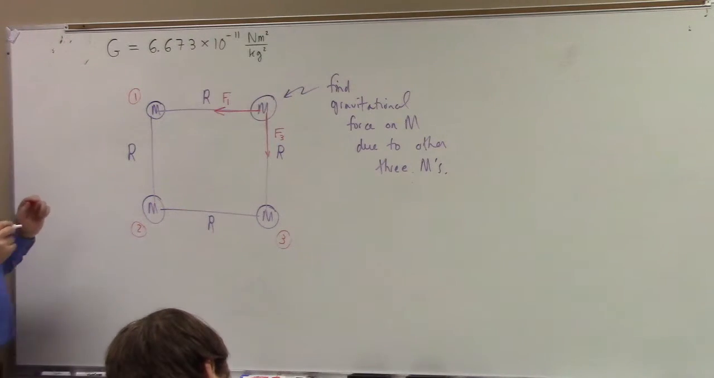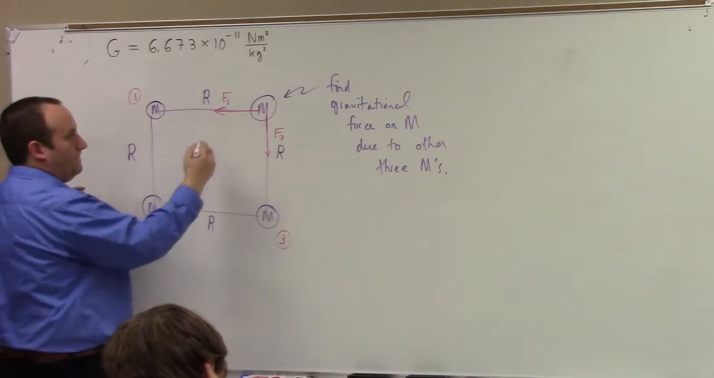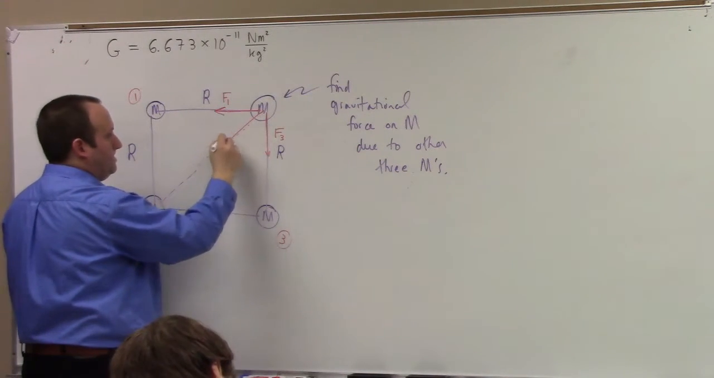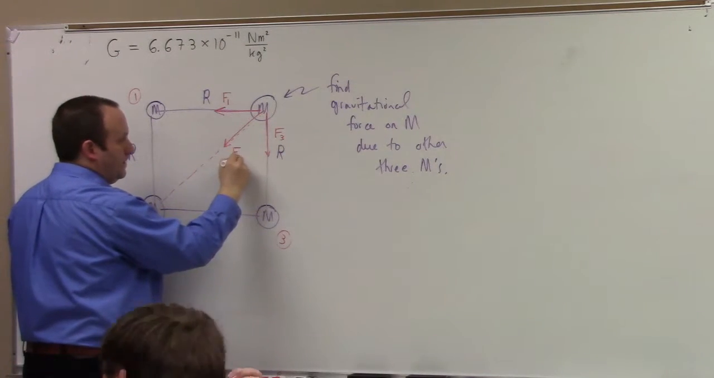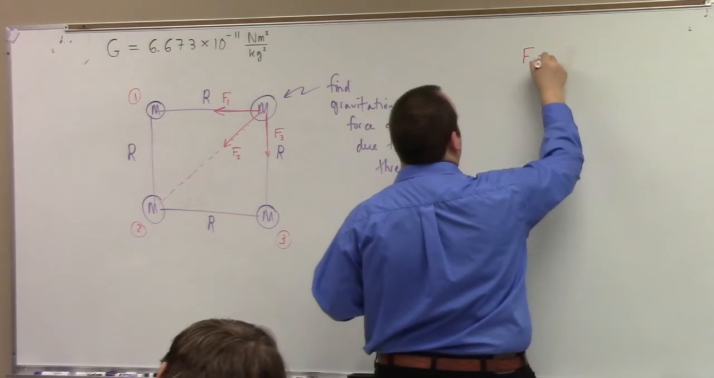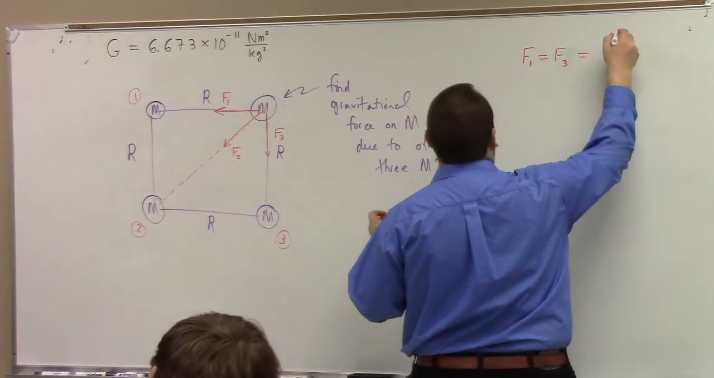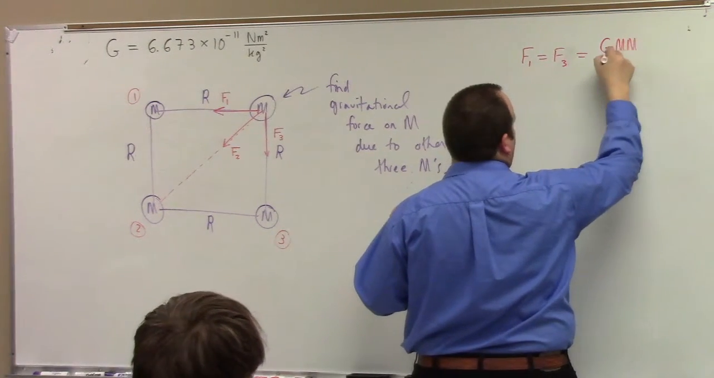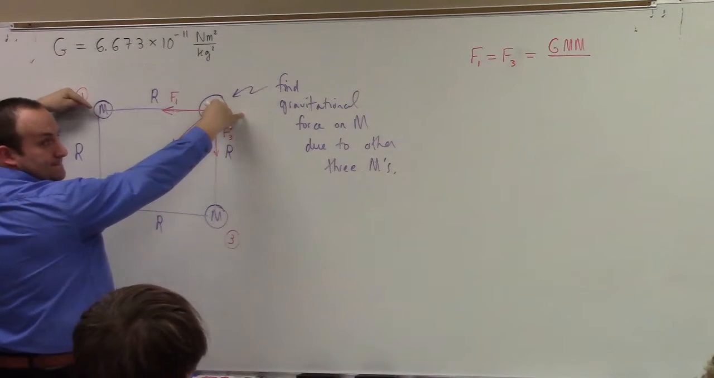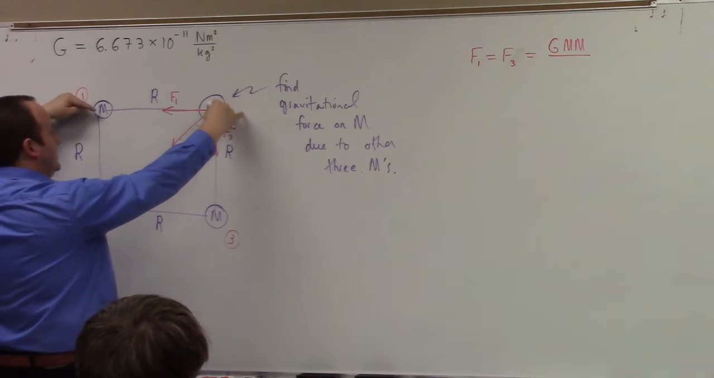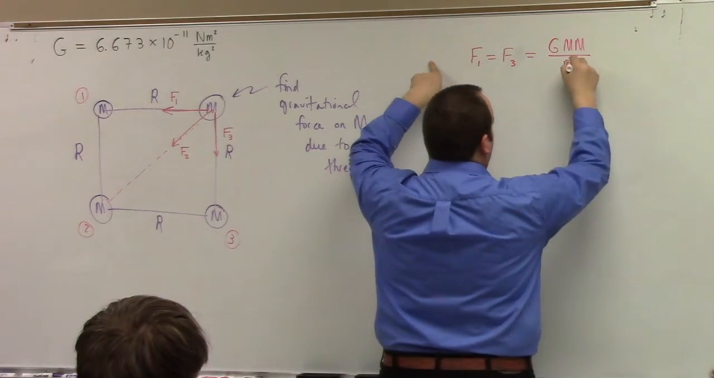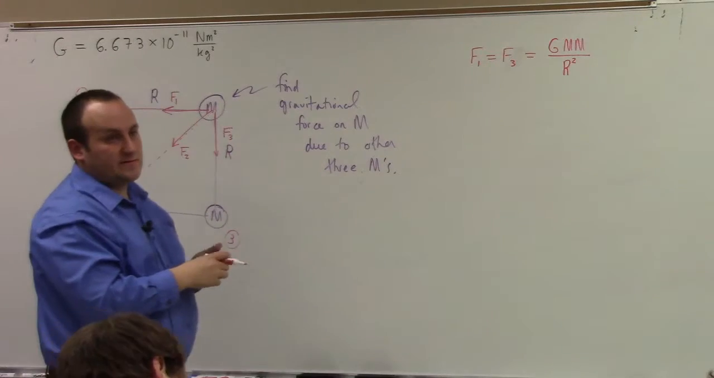But then F2, which way does that go? Like that. Now, F1 and F3 are equal, right? In magnitude. F1 equals F3 equals what? We got G, M divided by what? What's the distance here? R? Yeah, I have to square it. Exactly. Distance here is R. Distance there is also R. So I have R squared here. That's the force of the 1 and the 3 force, magnitude-wise.